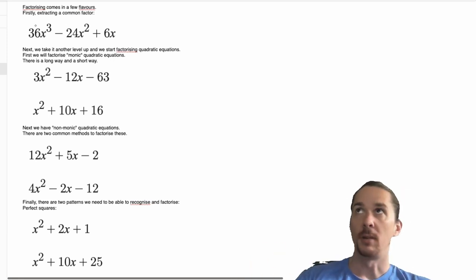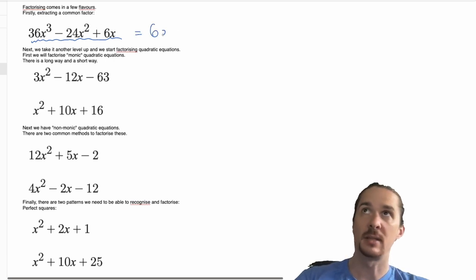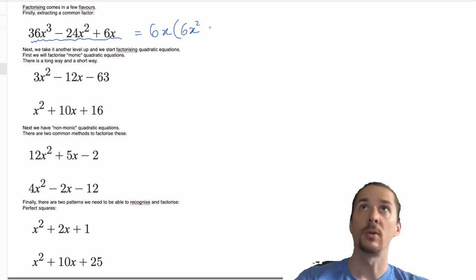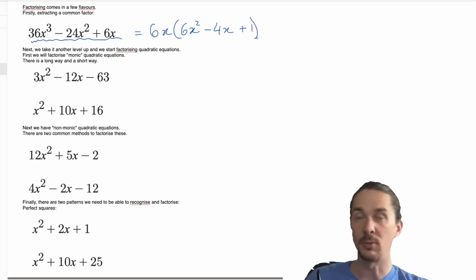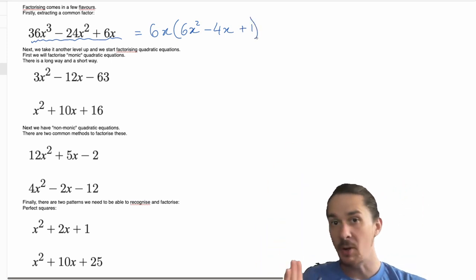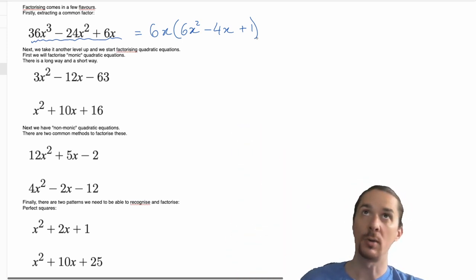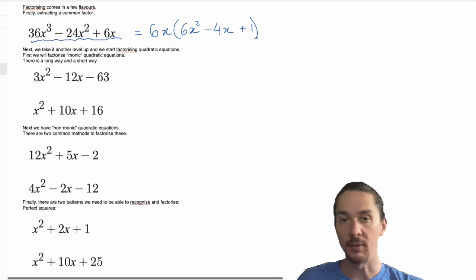This one up the top, I'm going to try and extract a common factor from all of these terms. So I can see that we have a factor of 6 in everything and also a factor of x in everything. So I'm going to say this is 6x. Now to get 36x cubed, we need to multiply that by 6x squared. To get the negative 24x squared, we're going to have to multiply by minus 4x. And then to get the 6x at the end, we just have a plus 1. What's in the brackets cannot easily be factorized further. It is technically always possible to factorize a quadratic polynomial, but in this case it is not easy and we do not have to do it.